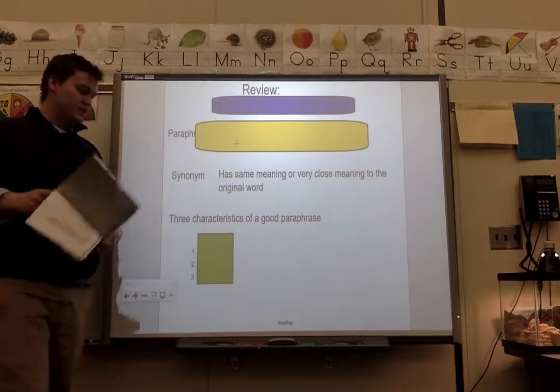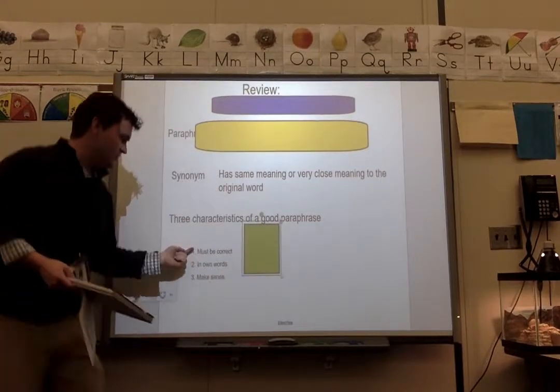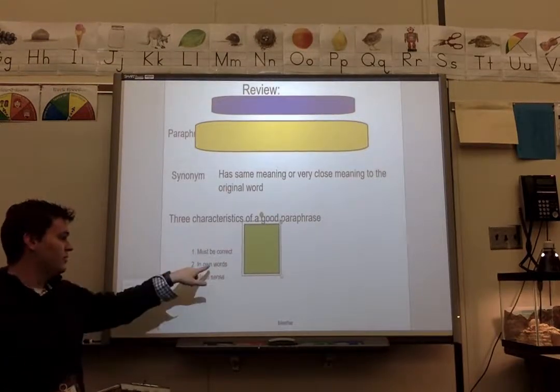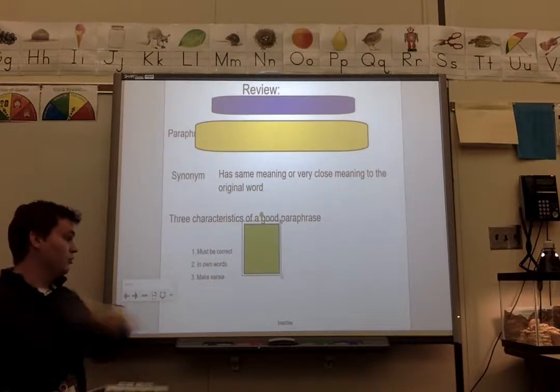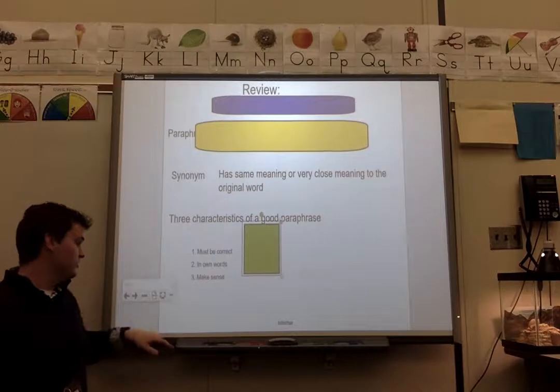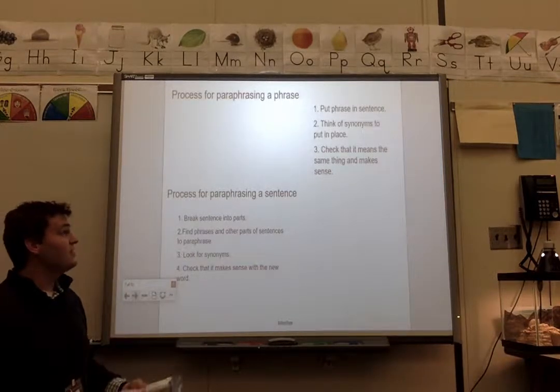And we have 3 characteristics of a good paraphrase, and the 3 characteristics are, it must be what? Correct. It must be correct, it must be in words. What kind of words? In your own words. In our own words, and it must make sense. Must make sense. Okay?